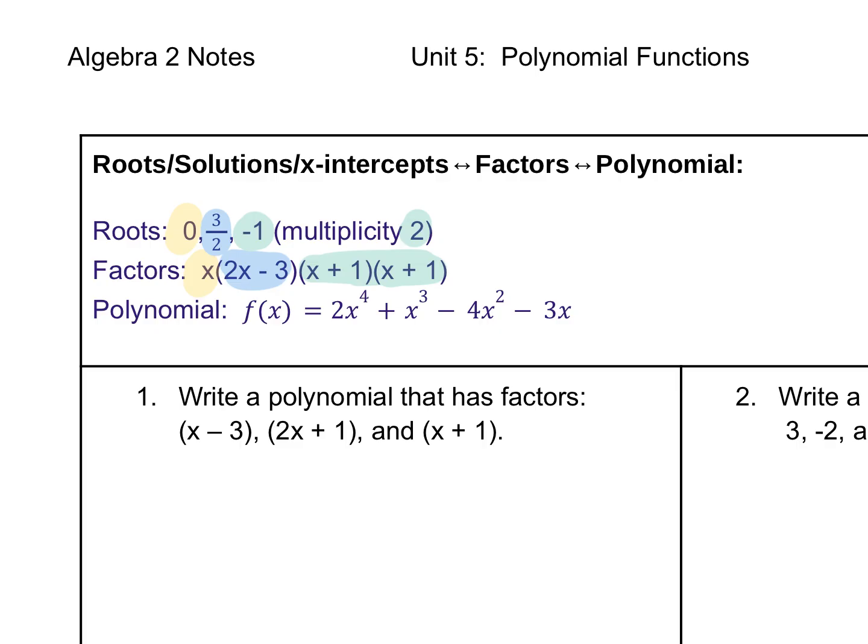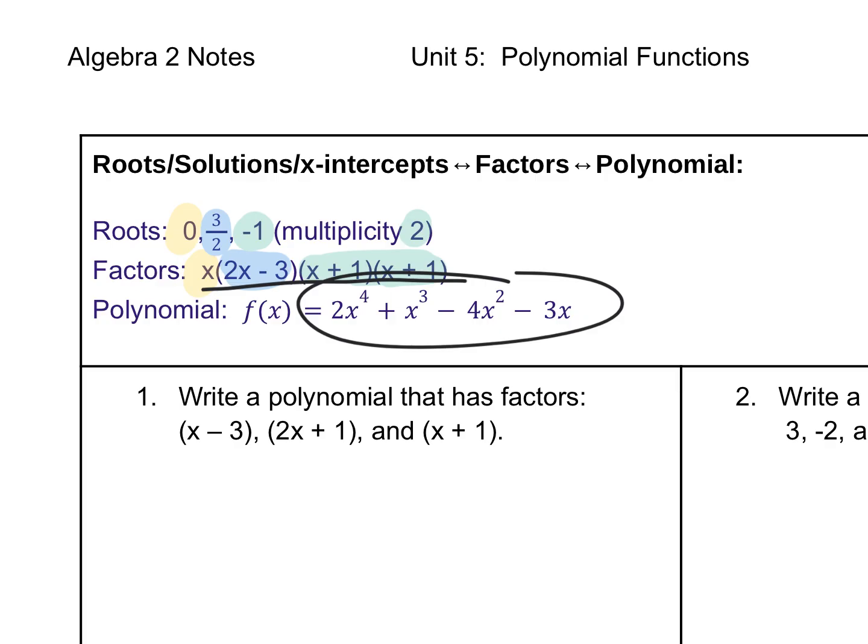Now, if we were to take all 4 of those factors, multiply them back together, each of these 4, we would end up at the polynomial function here, 2x to the 4th plus x to the 3rd minus 4x squared minus 3x. So obviously factors multiply to get us our polynomial function. And then if we take those same factors, set them equal to 0, we get our roots, which would be the same thing as x-intercepts on a graph.